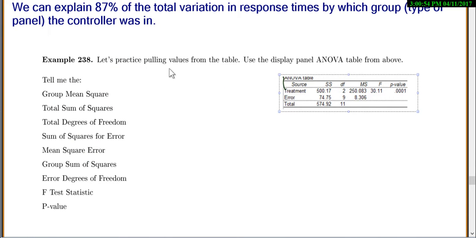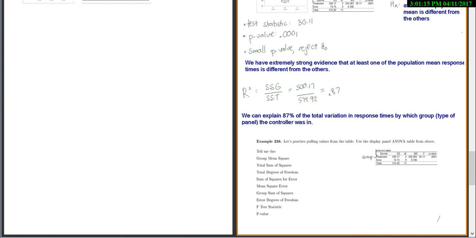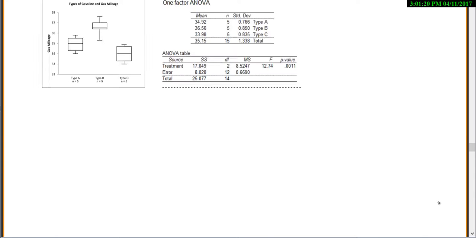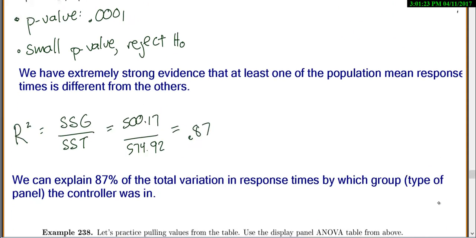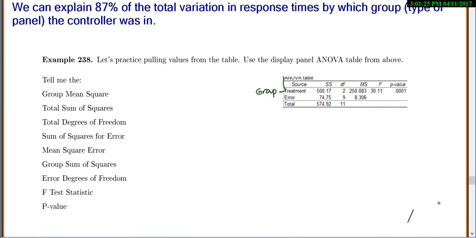In our next example, we just want to practice pulling all the values from the table, because this is something that I would ask you to do on the exam. And here's the display panel ANOVA table from up above. I just copied it down here so we can see it. As we go through, I might ask something like, tell me the group mean square. So remember that treatment is always your group. For mean square, if you really don't remember anything about it, but you had to guess which one is mean square, I would guess the MS. So 250.83.